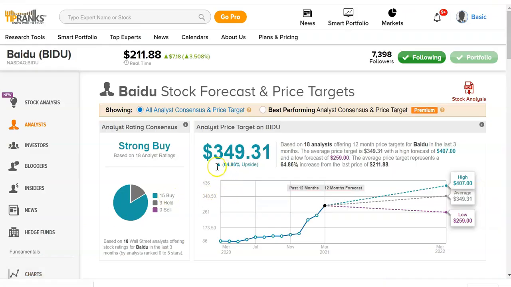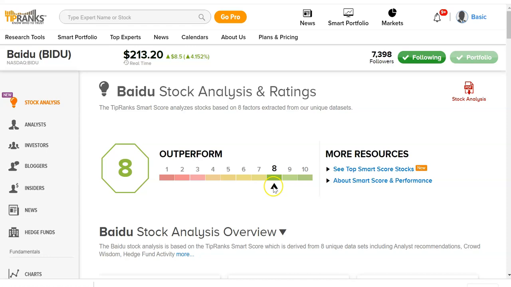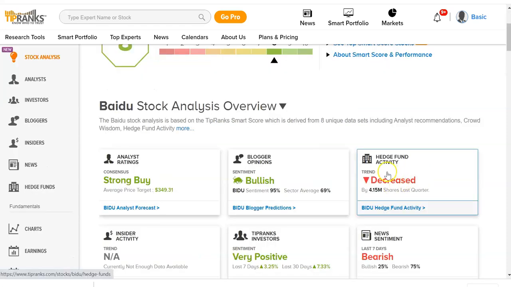Lately, I've been using TipRanks, the free version, and I'll probably go to the paid version, which is about $30 a month. It gives a target of $349, approximately the same as Finviz. Trading at this rate at the moment. It's rated a strong buy. Rated an 8, so it's outperforming. The hedge fund activity decreased. We don't like that.